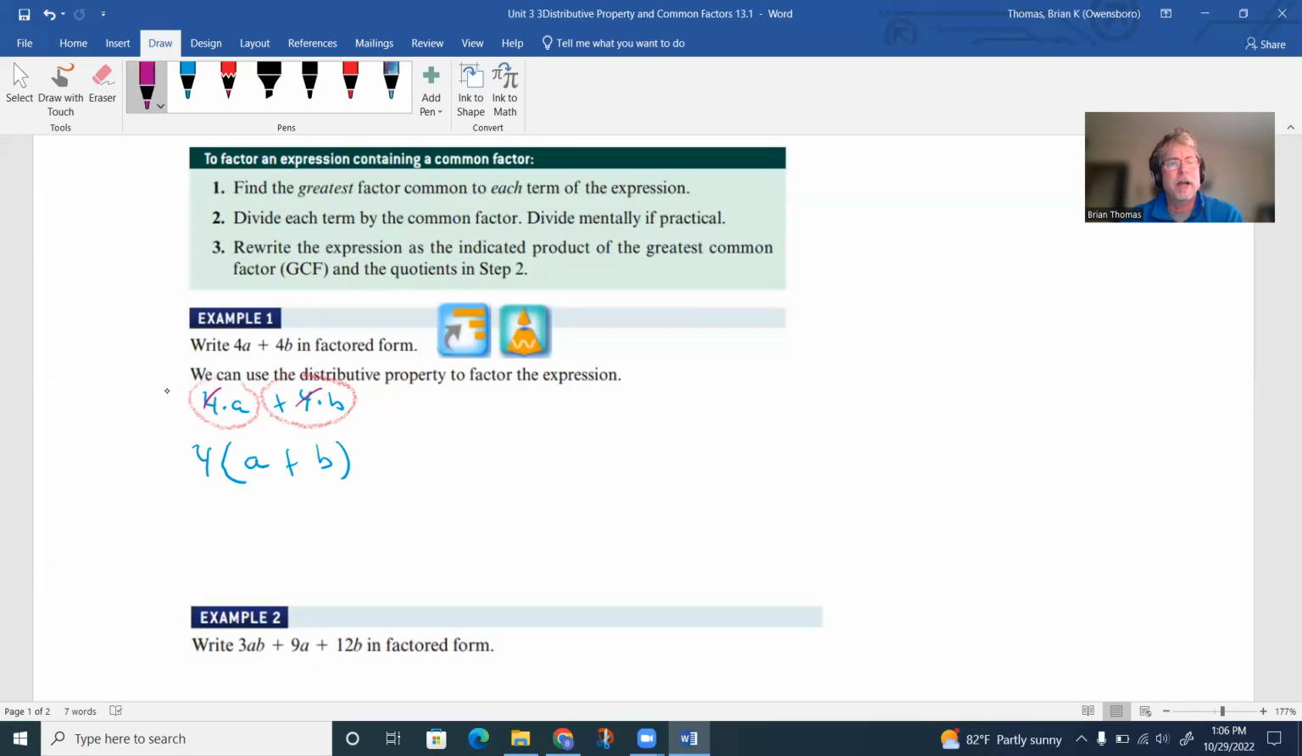If we multiply that back out, 4 times a, 4 times b, that would put us back in expanded form. But what we're looking for is 4 times the quantity a plus b. That's considered factored form.